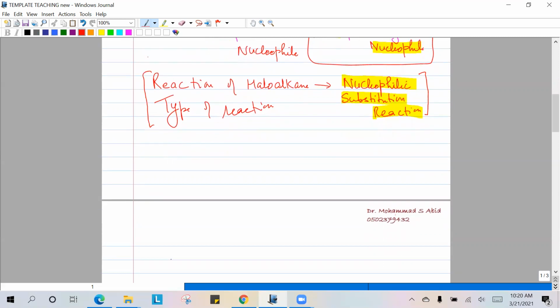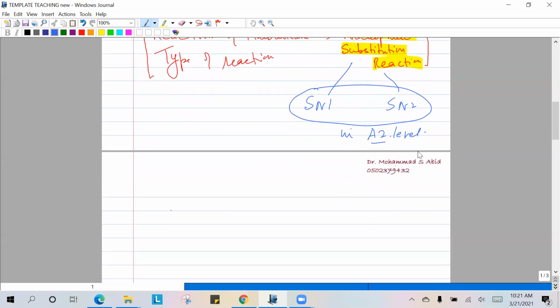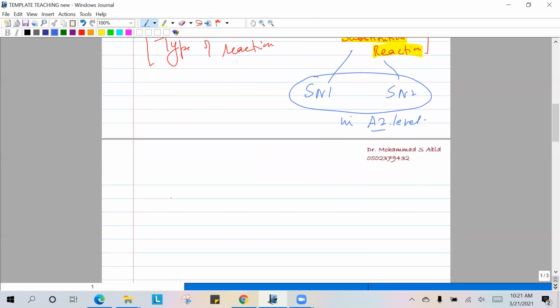Now nucleophilic substitution is of 2 types, SN1 and SN2, but this is in A2 level, that is grade 13. It used to be in an older specification, but now it has been shifted to A2 level. So we will not go into the details of SN1 or SN2, we will just understand that it is a nucleophilic reaction. That is the first thing you should know.